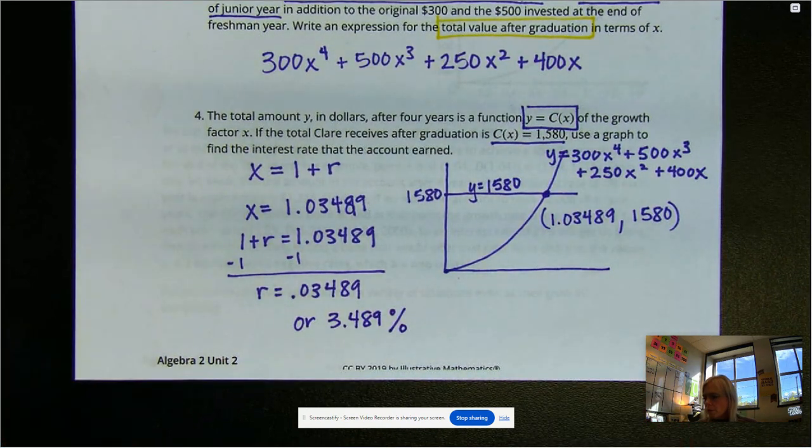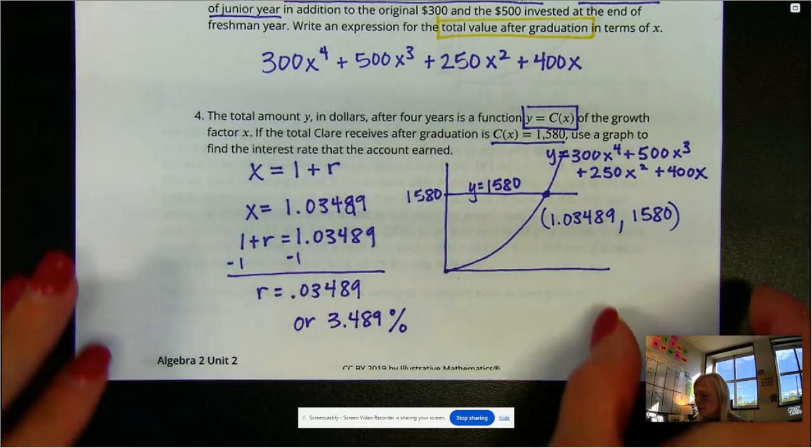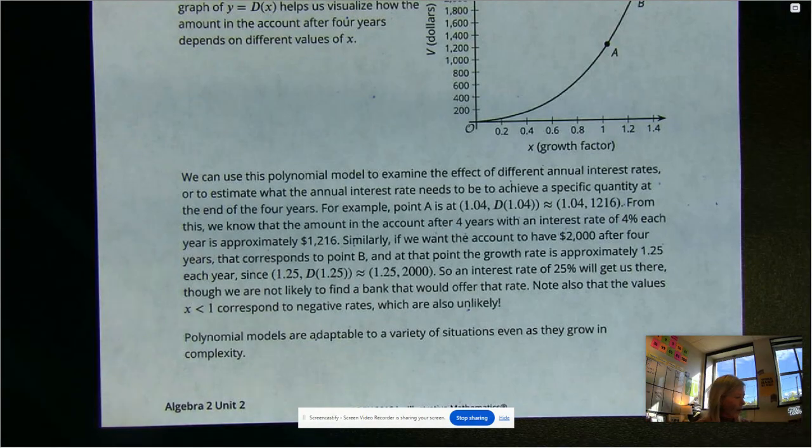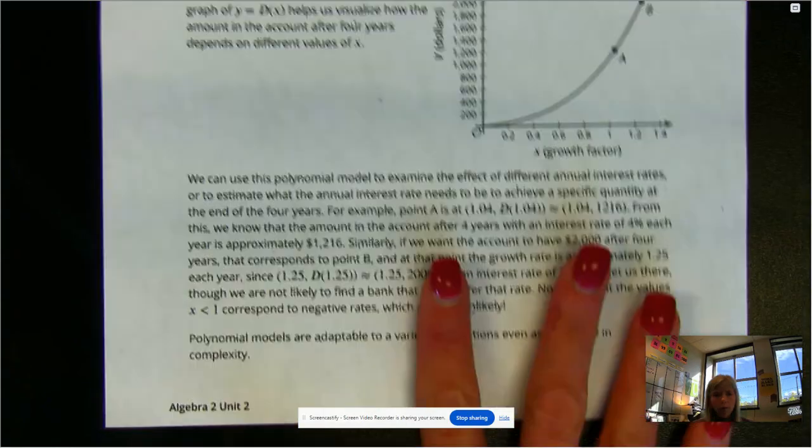All right, we're going to take a quick look at the lesson summary, and then you can work on your couple of practice problems that I have you doing.